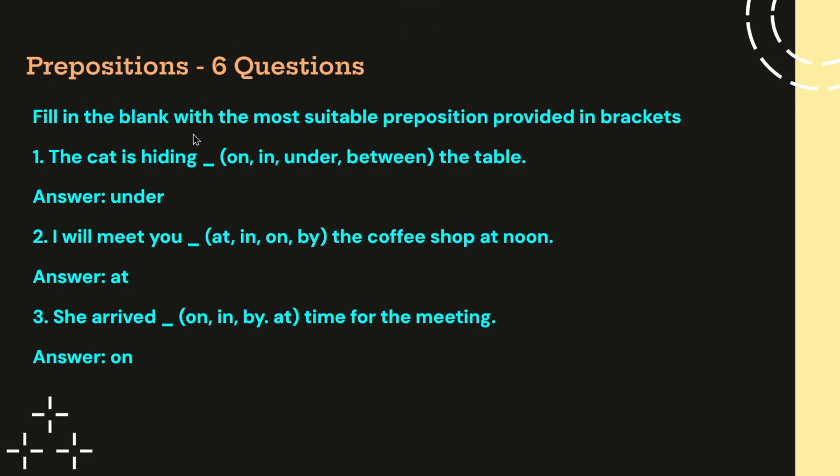Preposition section, here we have taken an example like the cat is hiding, and in the actual test you are also given such options. You have to use the appropriate word to complete this fill in the blank: on, in, under, between the table. So the cat is hiding under the table.